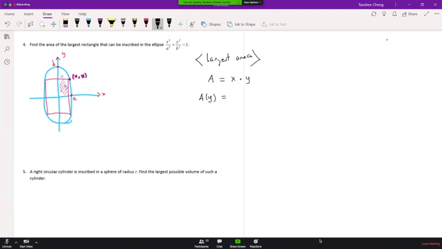So what can we do? Basically, this ordered pair x and y is on the ellipse. So I can use this equation to solve for x. So let's try to do that.